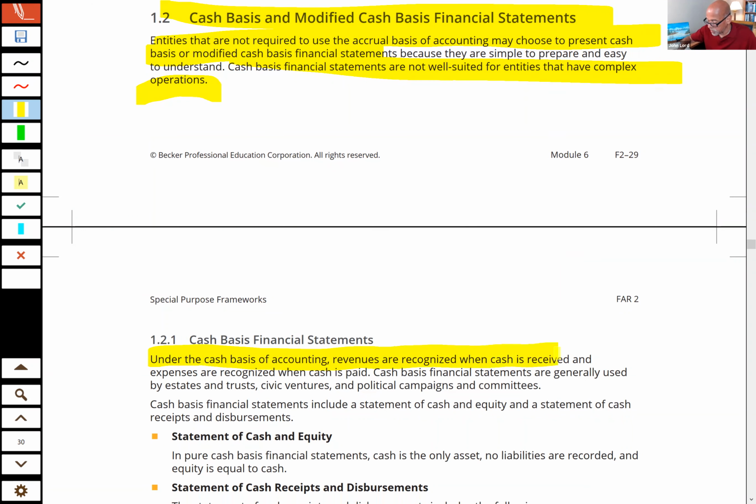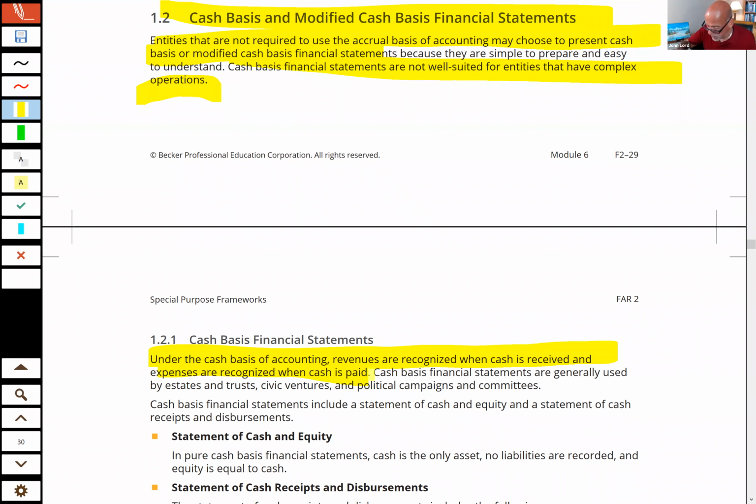Revenues are recognized when cash is received, and expenses are recognized when cash is paid. So the thing that I work very hard to force my introductory students to forget, to remove from their mind, is something that we're going to be doing when we're dealing with a cash basis. The way we determine revenue and expenses is cash being received, cash being paid.